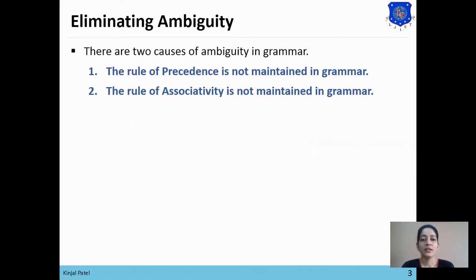The rule of associativity says that if there are two operators with the same priority, and the operator is left associative, then our grammar should be left recursive. And if the operator is right associative, then our grammar should be right recursive. This means if the operator is left associative, then our parse tree should grow from the left side only, and if the operator is right associative, then it should grow from the right side only.